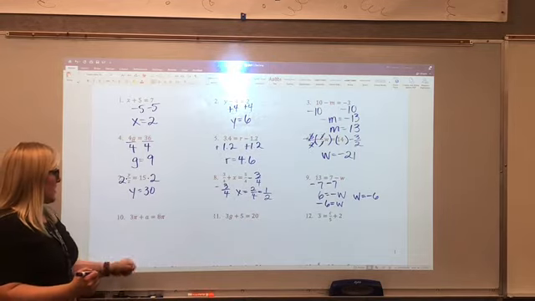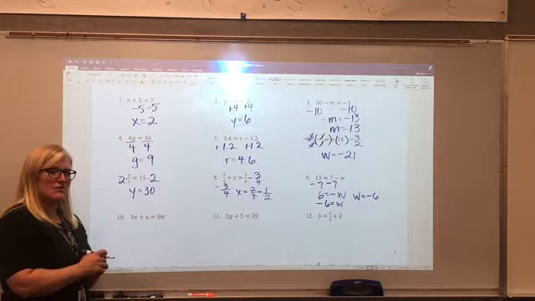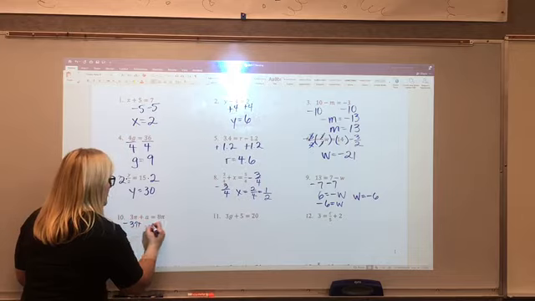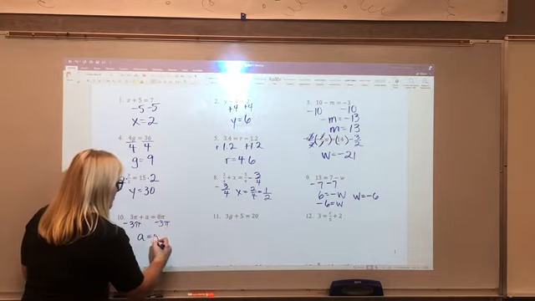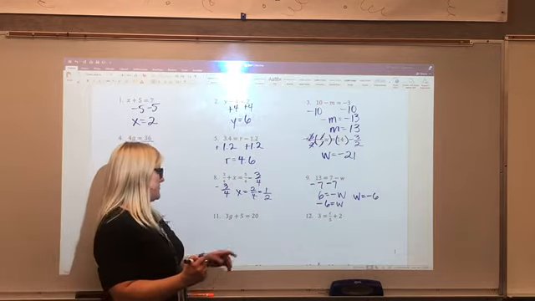Okay, 3 pi plus a equals 8 pi. Let's get rid of the 3 pi by subtracting 3 pi from both sides. And now I have a equals 5 pi. 5 pies, that sounds delicious.